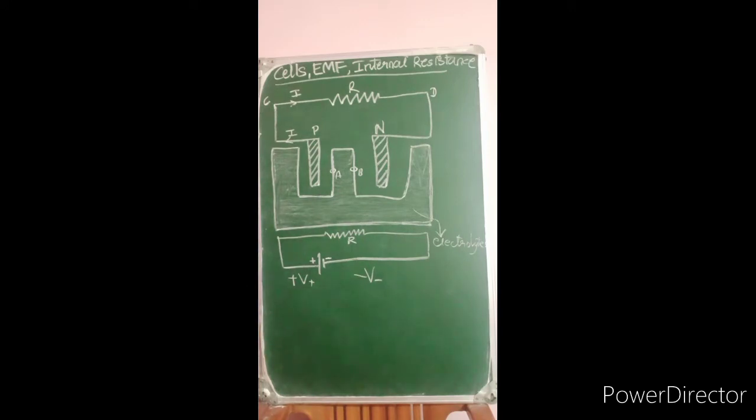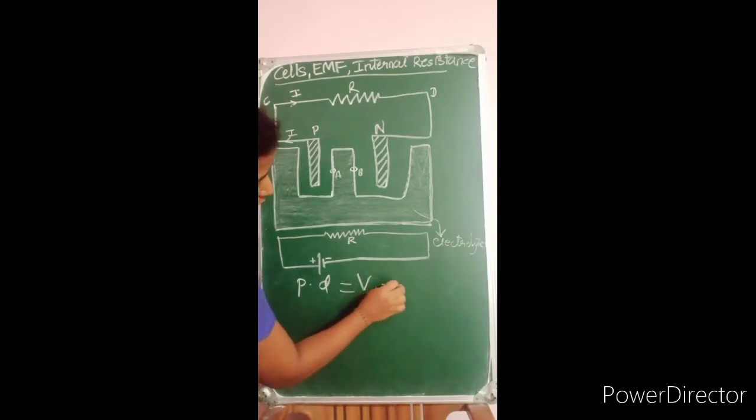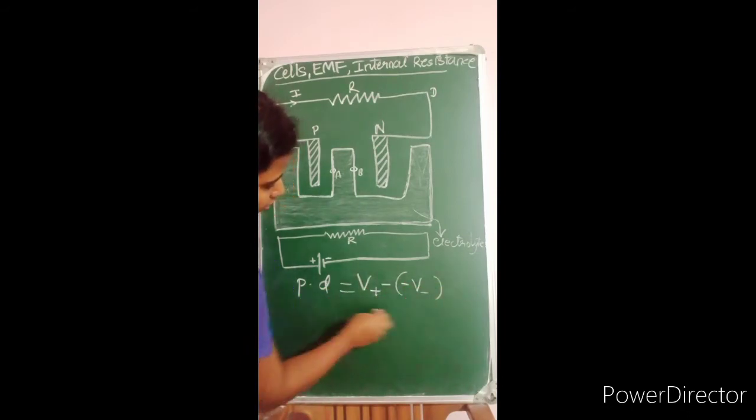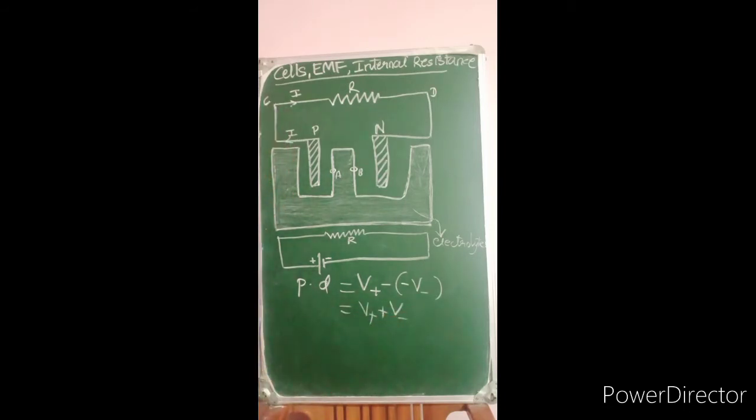So when there is no current, the potential difference between P and N is equal to V plus minus of V minus. It becomes V plus plus V minus. This difference, that is V plus plus V minus, is called the electromotive force.